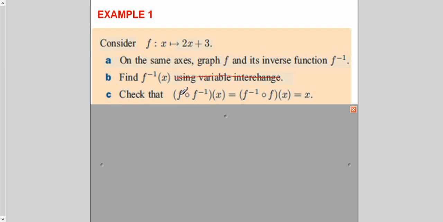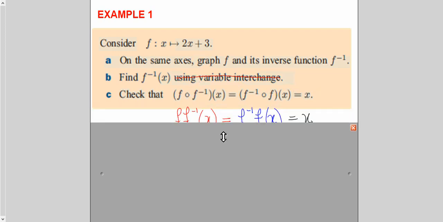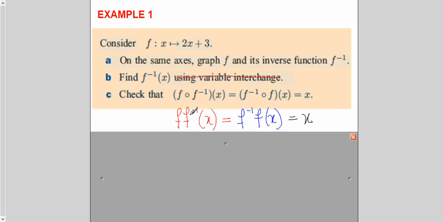Now for some people, this is a little strange. Please remember, composite functions can be written like this or can be written like this, right? So you should not get surprised. This is just another notation of a composite function. So let's just start with part 1.